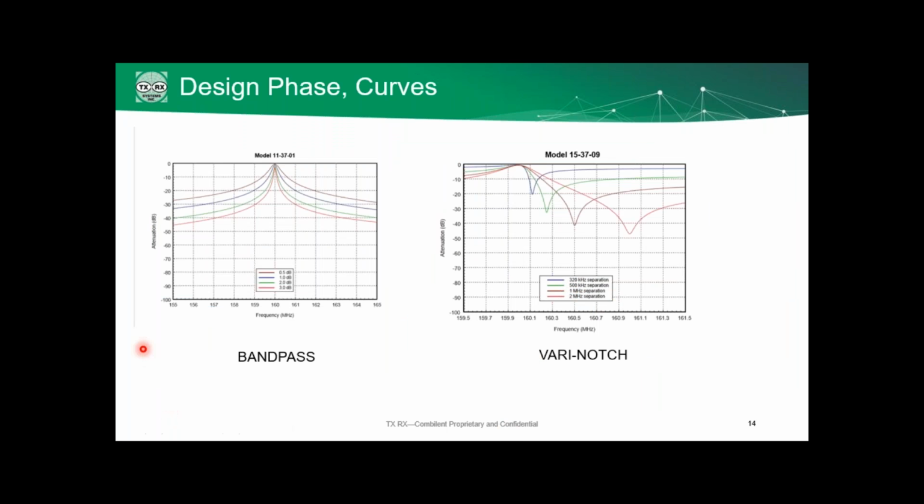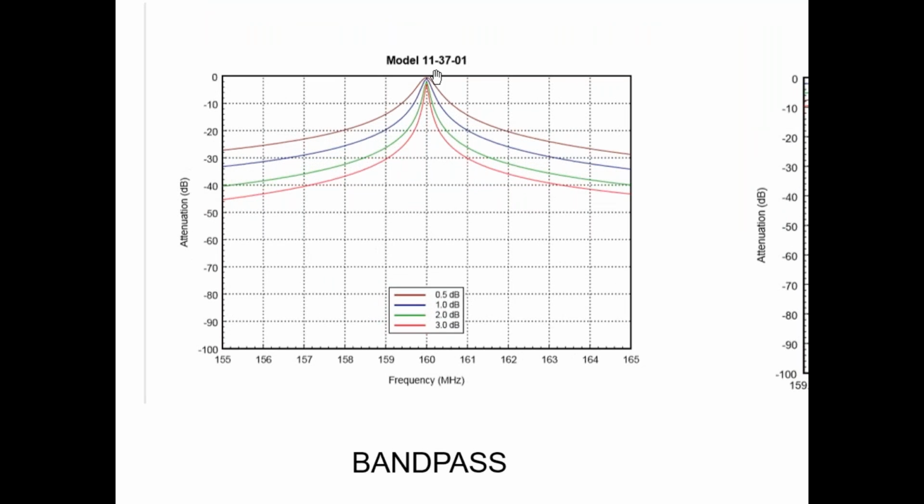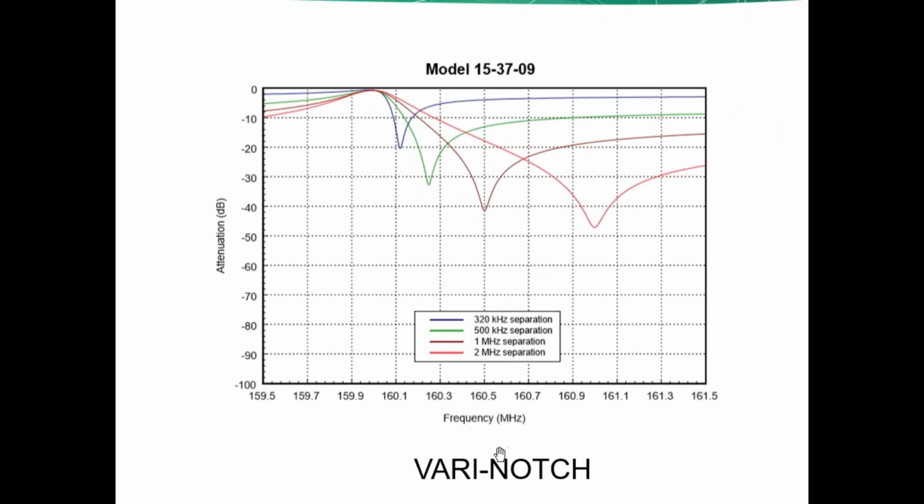So this is kind of a quick view of what the curves actually look like. This is a shot of a bandpass curve. You can see different insertion losses here, and the higher the insertion loss, the tighter the bandpass. And then this is a quick look at a vari-notch curve, and again, as you can see, the further your frequency is away, the deeper the notch that you can get. And the ISOMA software uses all of this information when it calculates the isolation that's actually provided for the frequencies chosen.